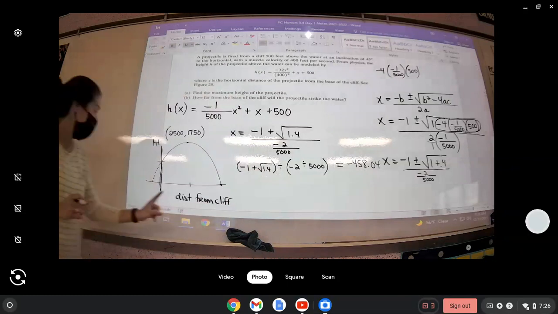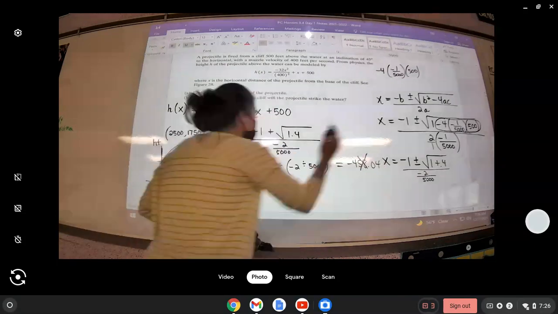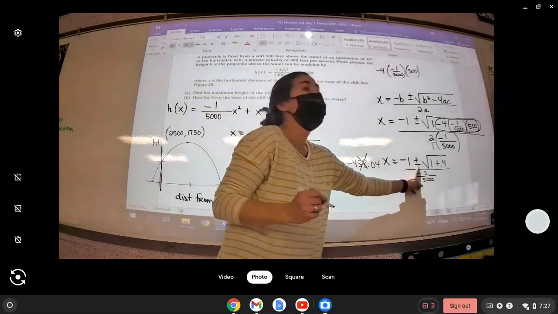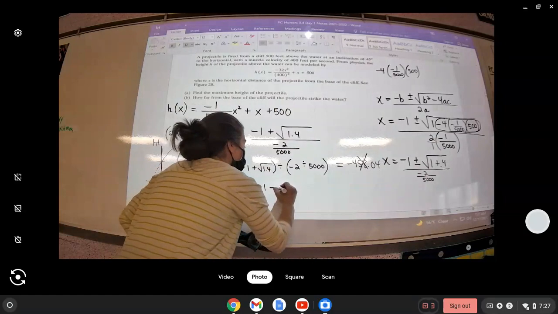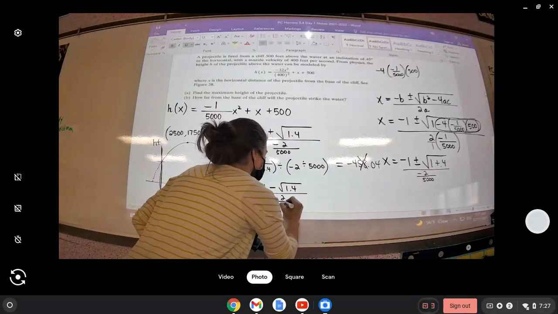So that number is this x value right here. It's the one behind the cliff, when it's on the ground behind the cliff. So we get rid of it. So now your second answer should come from when you take -1 and you subtract the square root of 1.4. And then you divide it by -2 over 5,000.